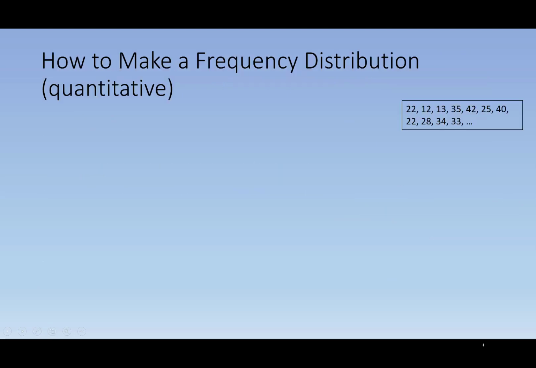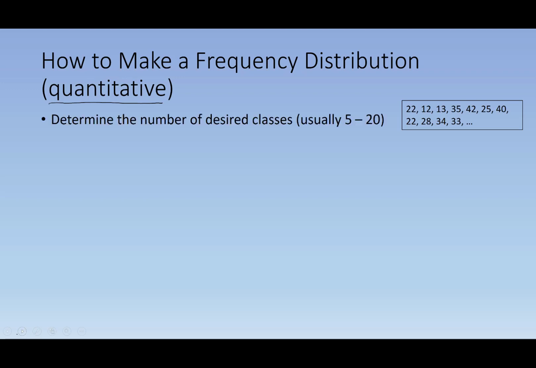Now there are going to be times when you're asked to make your own frequency distribution from a data set. So we're going to just look at a generic example here using a quantitative data set, meaning these values over here represented counts of some type of items. Now, there's kind of a general process that you go through. The first thing you want to do when making a frequency distribution is determine the number of desired classes that you want to have in your table. Most of the time that's going to be between 5 and 20.